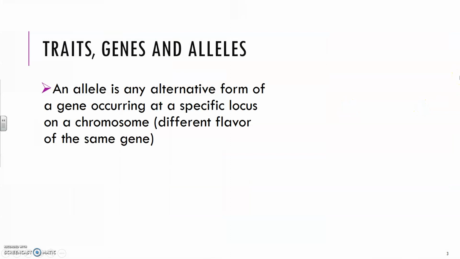All right, so talking about alleles. An allele is any alternative form of a gene, so the different variations that a gene can take, okay? It's occurring at that specific locus on the chromosome for that gene. So it's a different flavor of the same gene. It can control different colors of certain traits. It can determine if you have a widow's peak or not, all these different things. If you are going to have cystic fibrosis or not, different things like that.